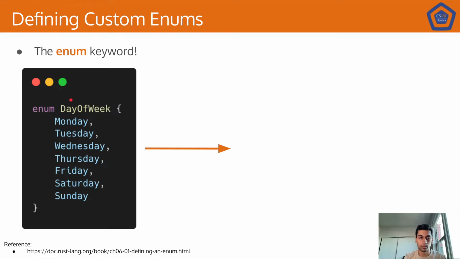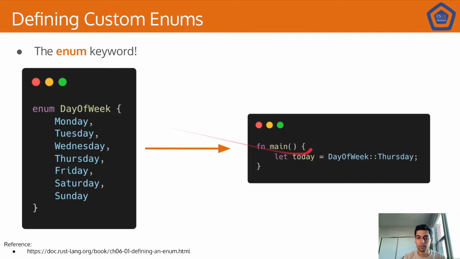So let's see how we can use it in our code. We simply define a value of an enum by taking the type, DayOfWeek, and then 2 colons, which is the scope resolution operator in C++, similar to that in Rust, and the value of the enum that you want to use. So DayOfWeek::Thursday.